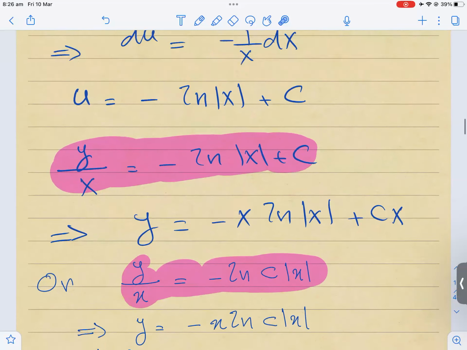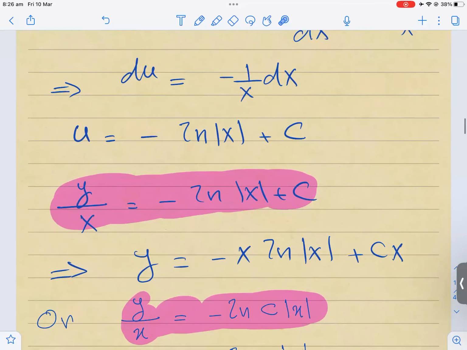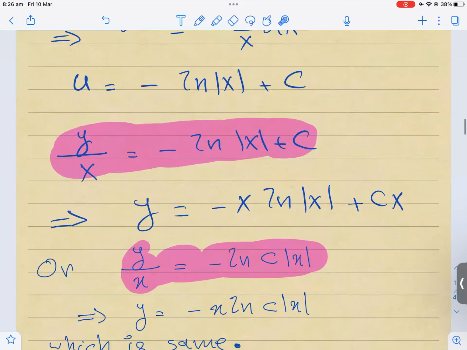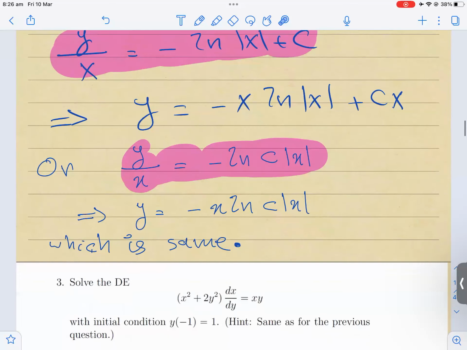Or, when I was here, I would put c here. So y equal minus x log c absolute value of x, which is the same as this one. So this one is the same as this one. Okay.